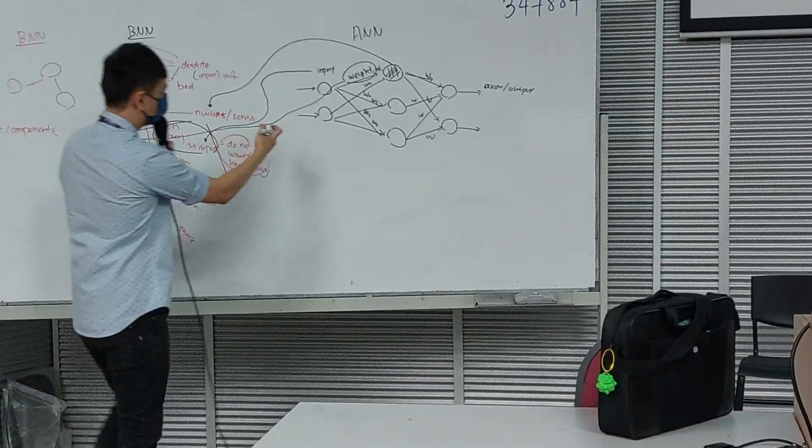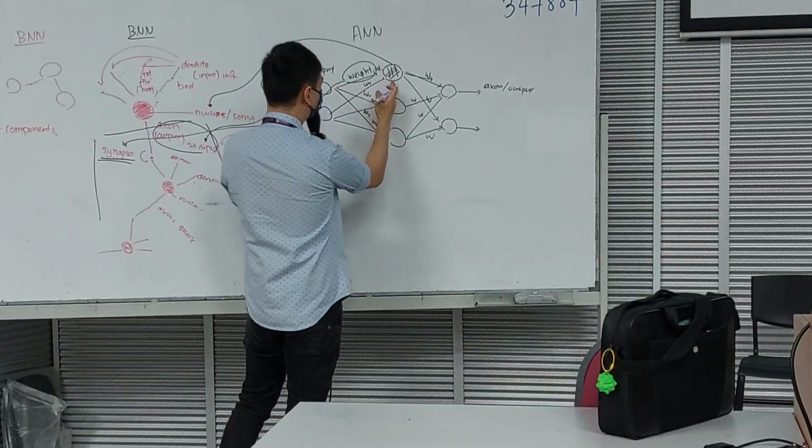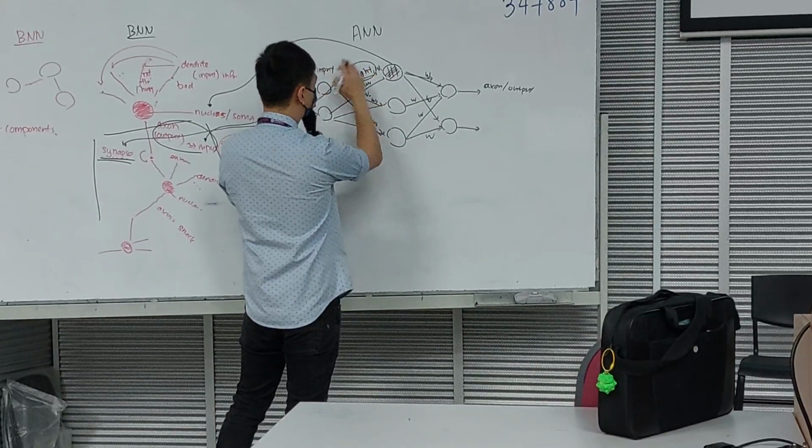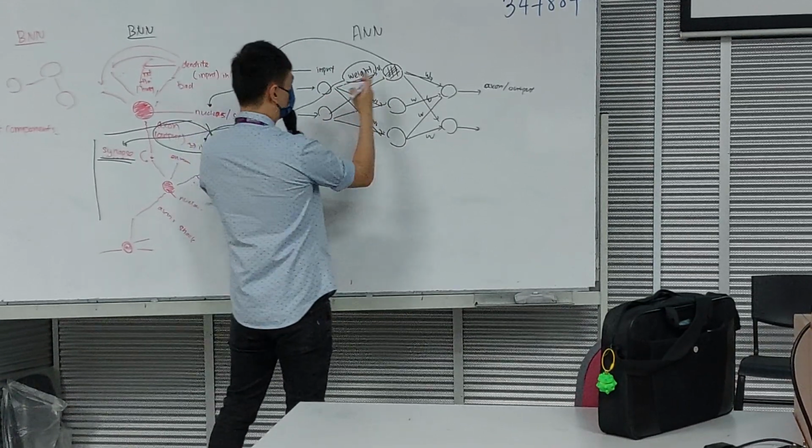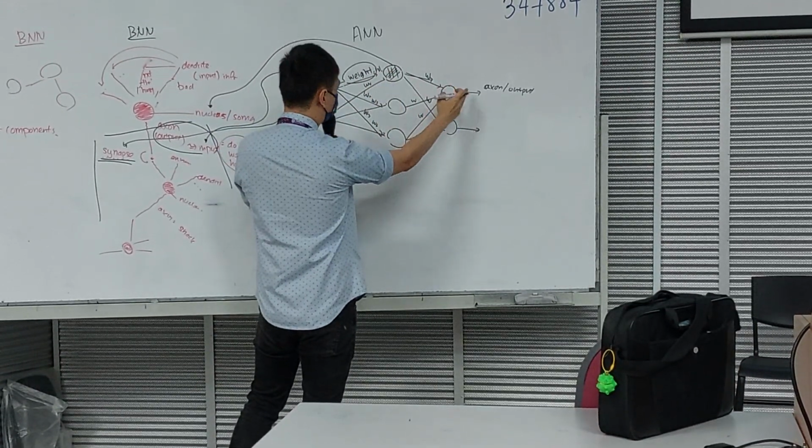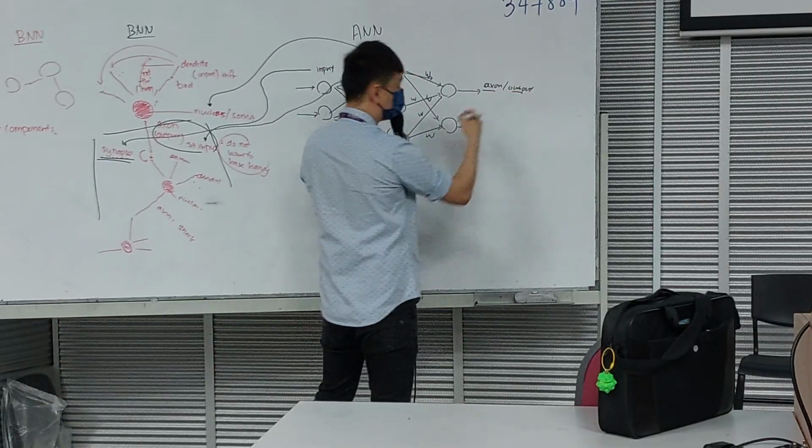So we have the input. In order to pass this input to another neuron, we have to go through the synapse. In neural network, we call it a weight. So we pass through this process to give you some output, also known as action in biological neural networks.